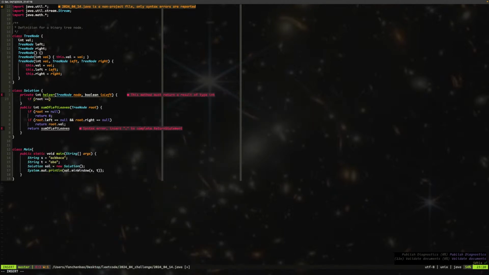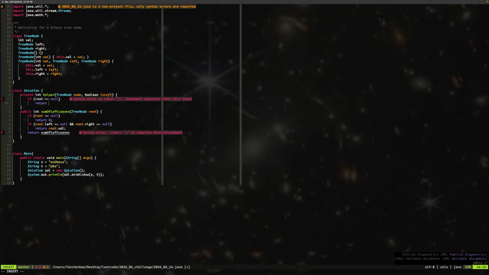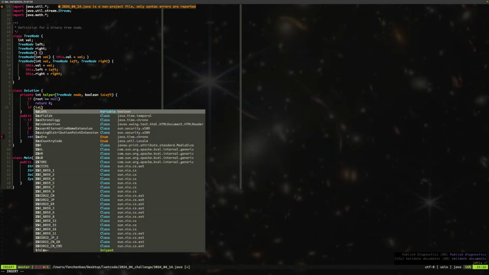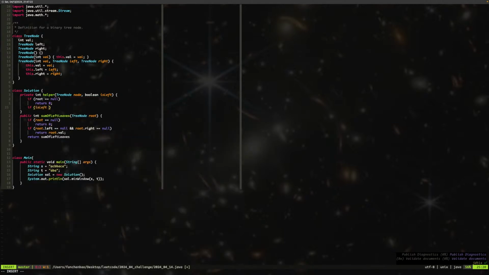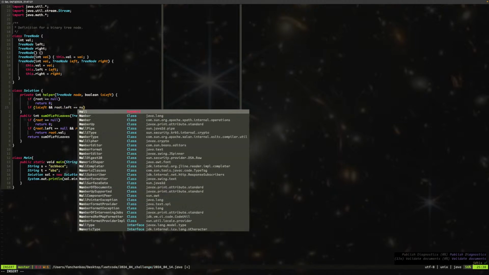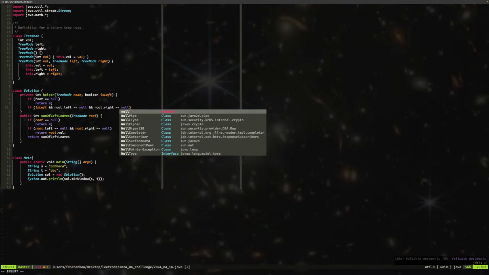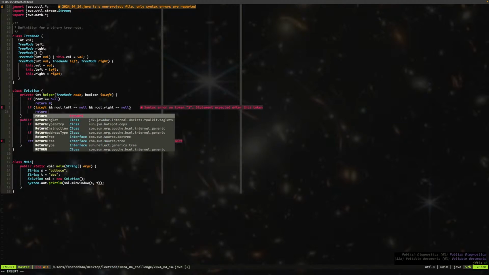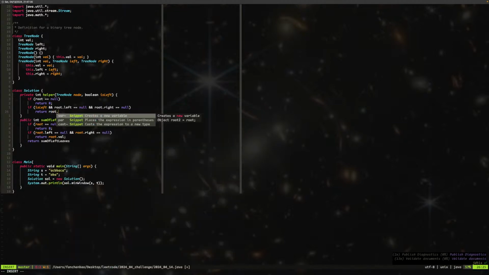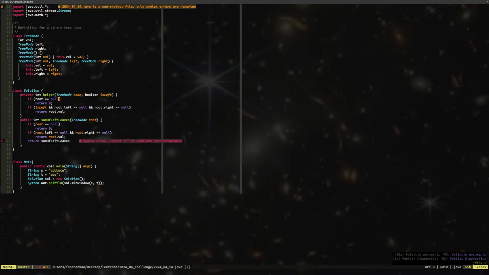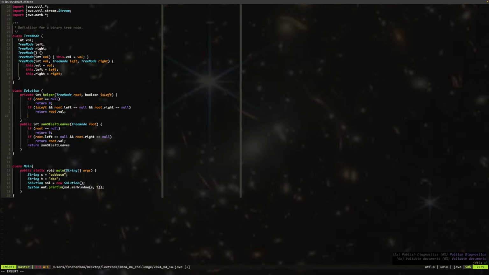Okay, if root equal to null, we'll return 0. That's the same. If is left and root dot left equal to null and root dot right equal to null, that's a left leaf. Not root, node. I guess that's fine. It's easier to change this, right? Otherwise, now we're just gonna go left.